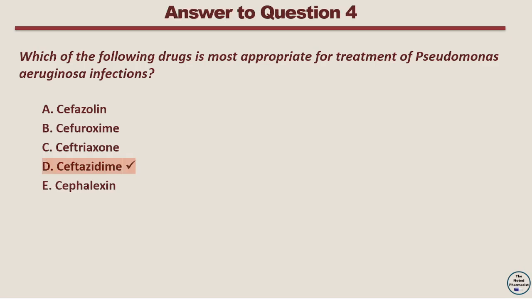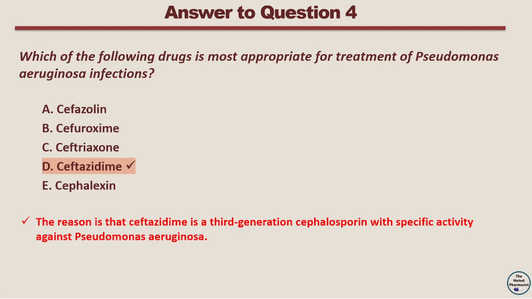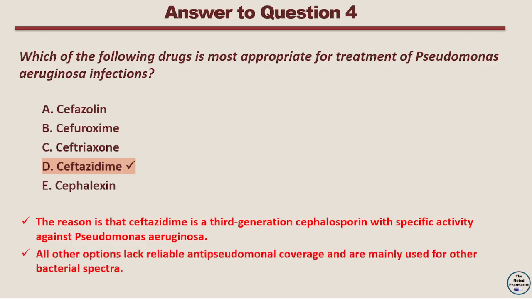The correct answer is Option D. Ceftazidime. The reason is that ceftazidime is a third-generation cephalosporin with specific activity against Pseudomonas aeruginosa. All other options lack reliable antipseudomonal coverage and are mainly used for other bacterial spectra.